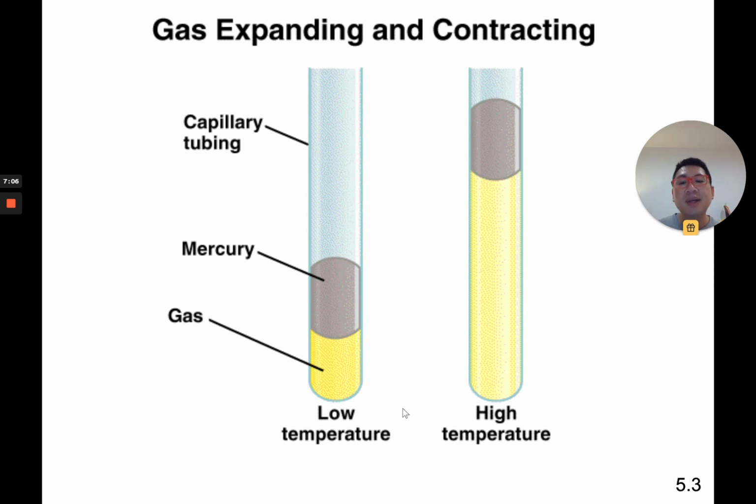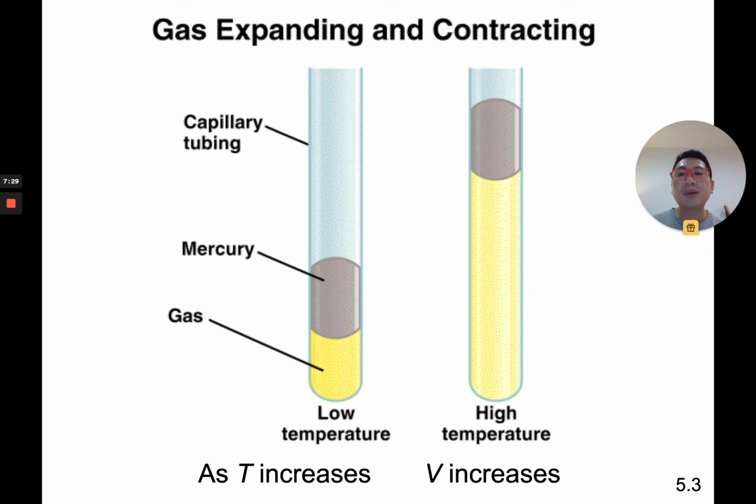If you had the same gas at a low temperature, and you took that gas and heated it up to a higher temperature, right now it doesn't matter what the temperature is, but you had a low temperature gas and a high temperature gas. What do you notice about the volume of this gas? I think it's kind of obvious that as the temperature increases, the volume of gas increases.